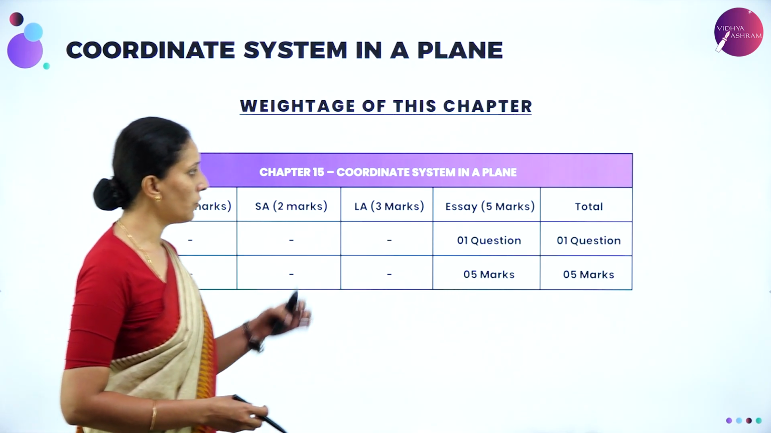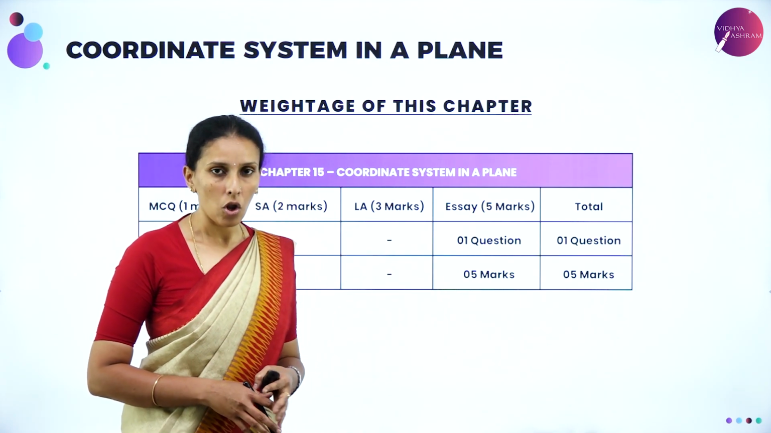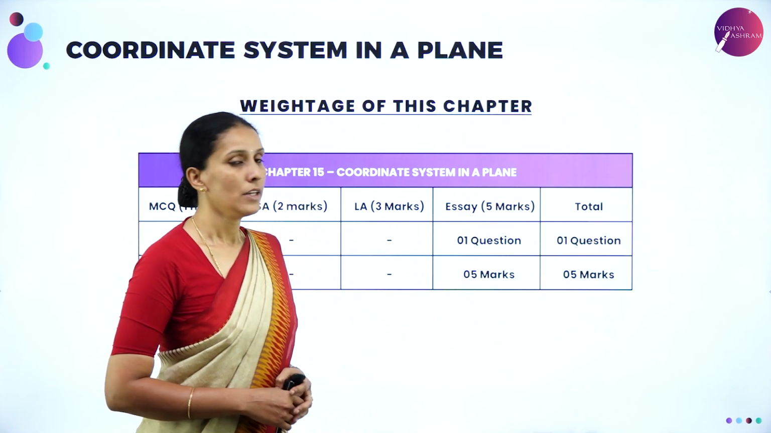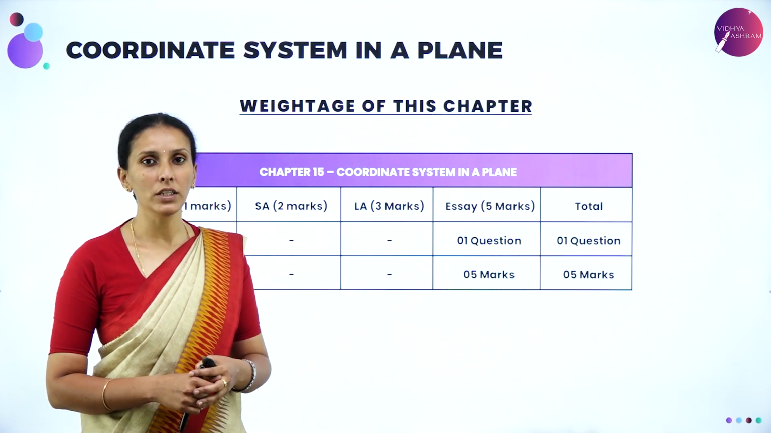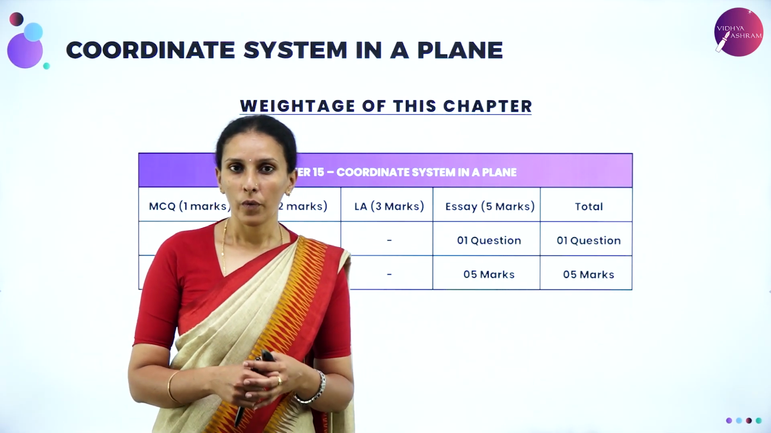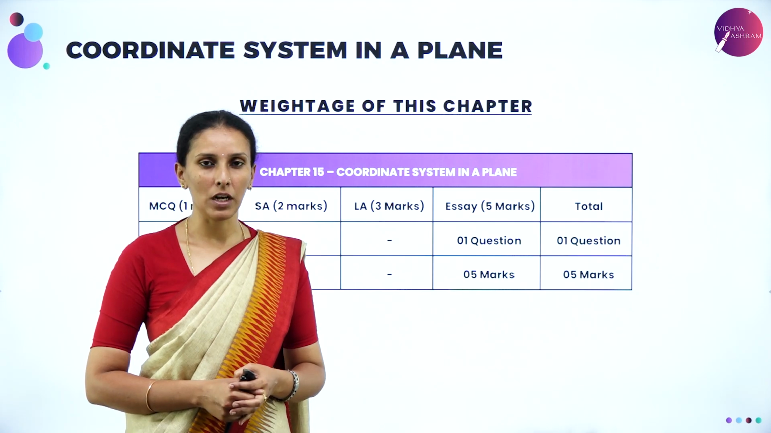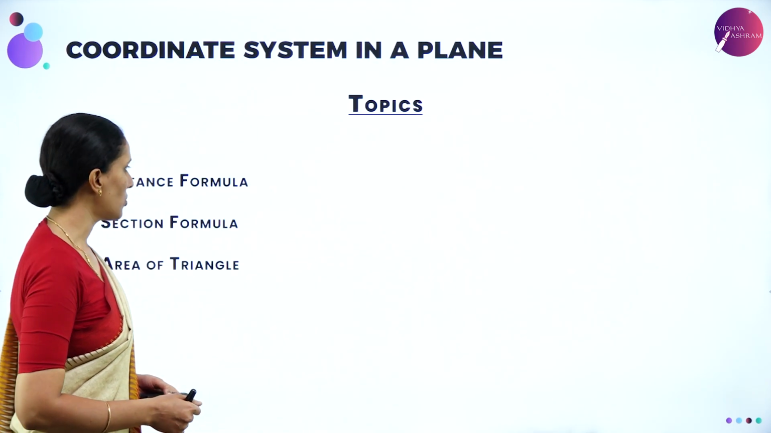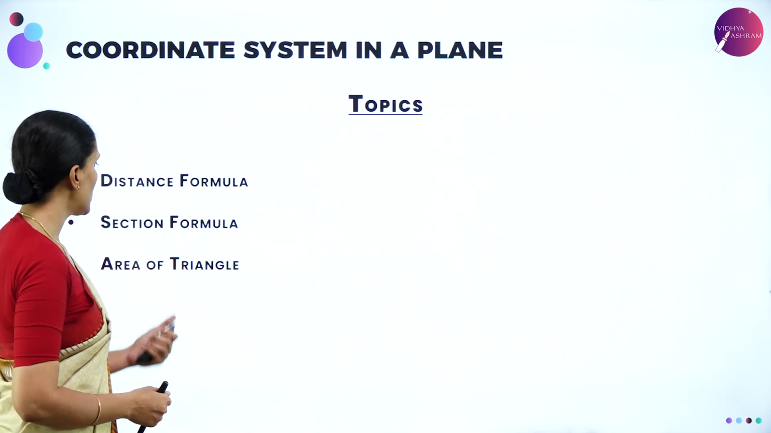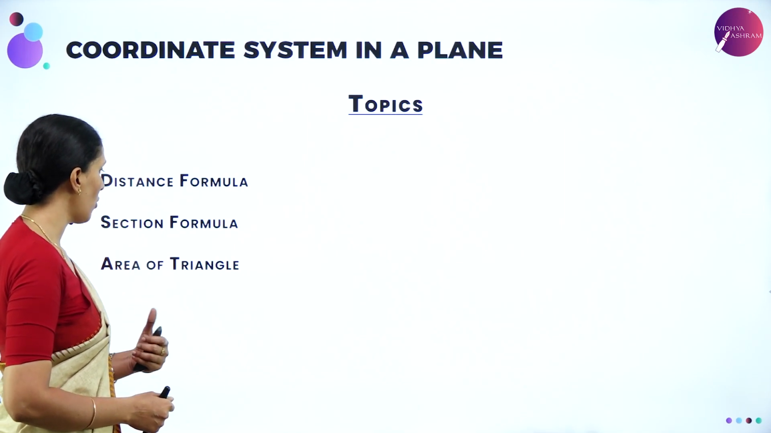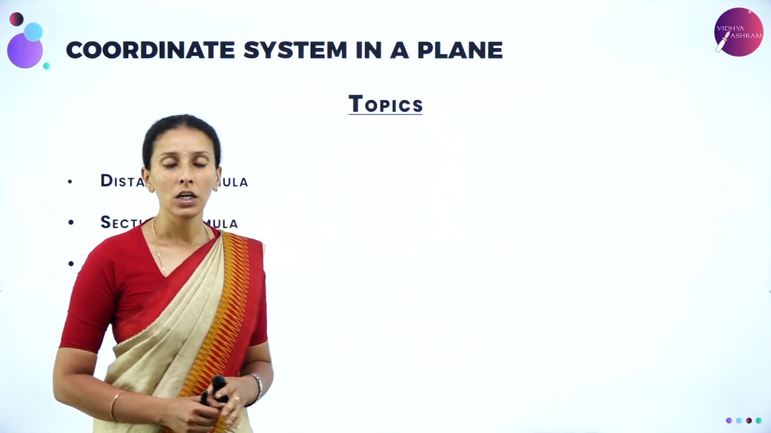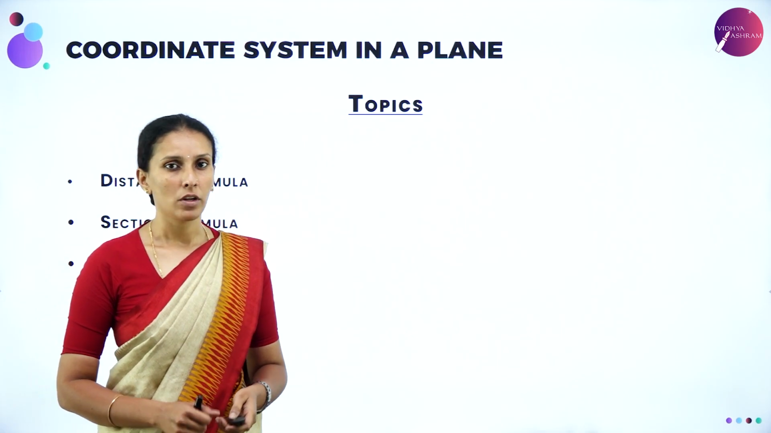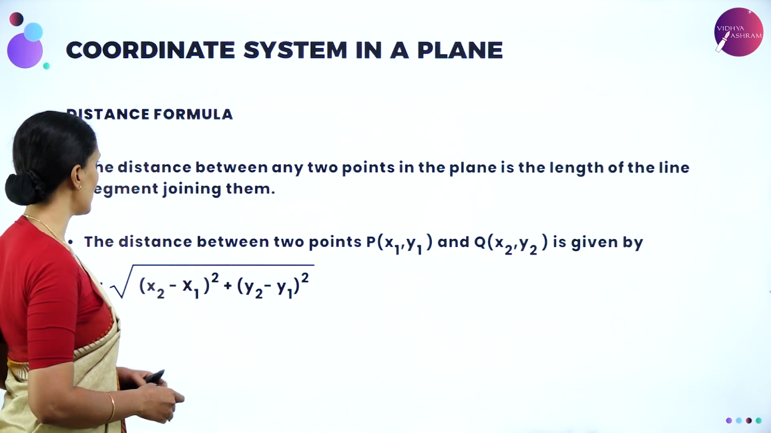From this chapter, you will get an essay type of a long answer question for 5 marks. So basically the question will be on the distance formula, where you can take a few problems related to it. Now in this session, we are going to discuss the distance formula, section formula and area of a triangle using the coordinate system concept. Now the first one is the distance formula.